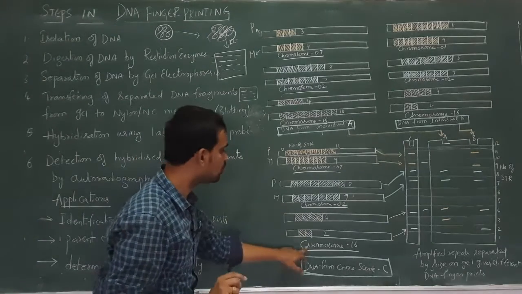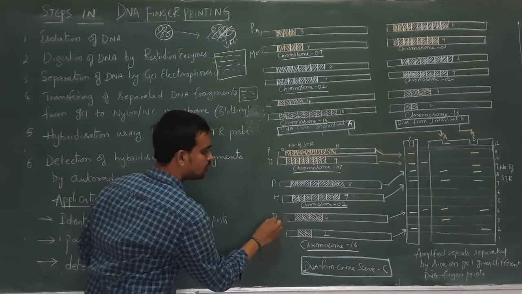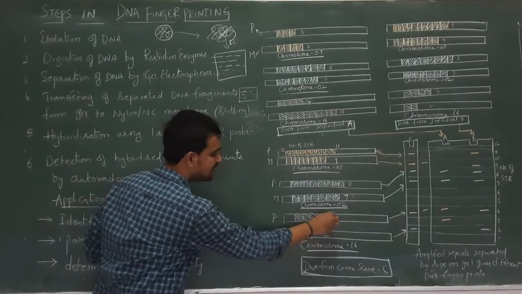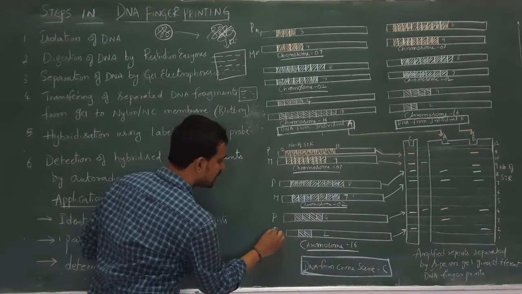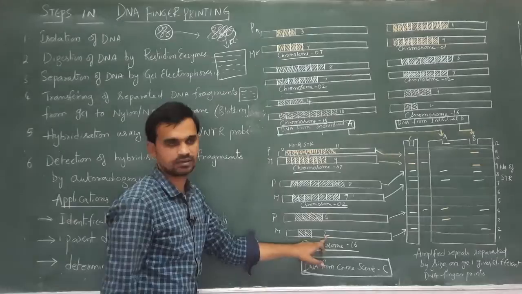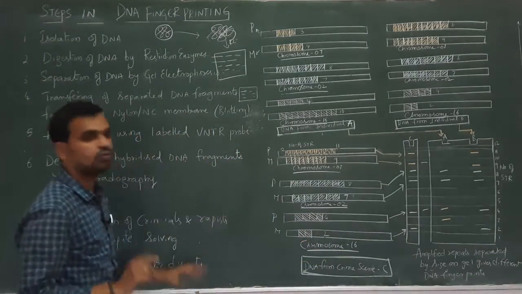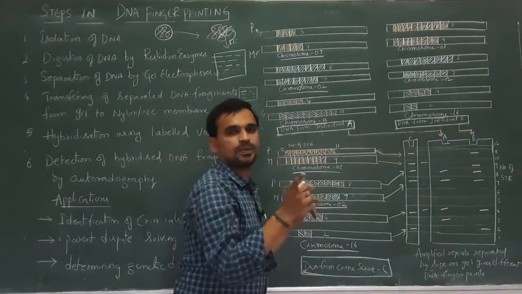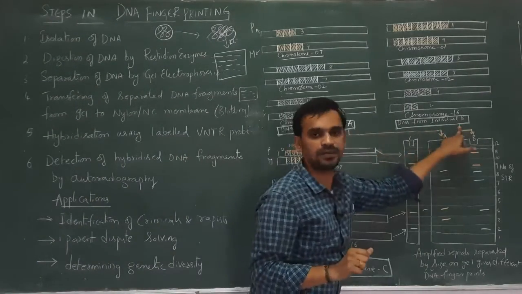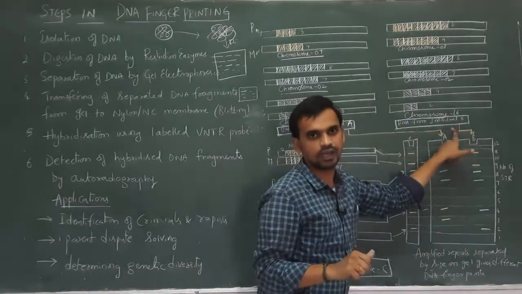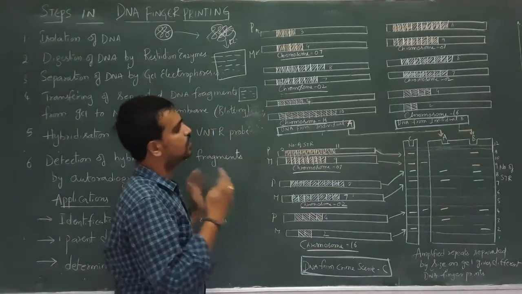Now coming to chromosome 16, the paternal chromosome contains 4 tandem repeats, and the maternal chromosome contains 2 tandem repeats. So this is the tandem repeat that we got from the sample. Now we can suspect two persons, individual A and individual B. Person A, person B. We have to know who is the criminal.